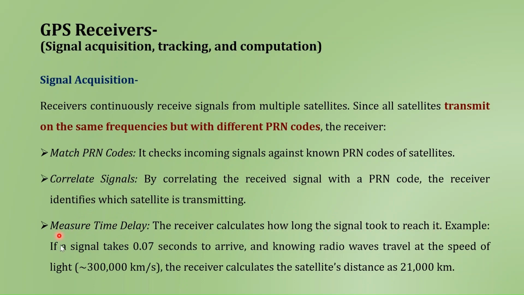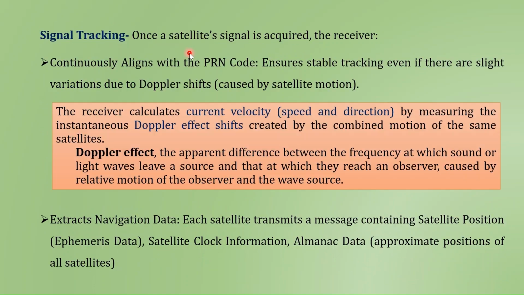For example, if the signal takes 0.07 seconds to arrive, and we know that radio waves travel at the speed of light, that is approximately 3 lakh kilometers per second. So when we multiply this velocity with the time, the receiver can calculate the satellite distance as 21,000 kilometers. Once a satellite signal is acquired, the receiver continuously aligns with the PRN code, and it ensures stable tracking even if there are slight variations due to the Doppler shift.